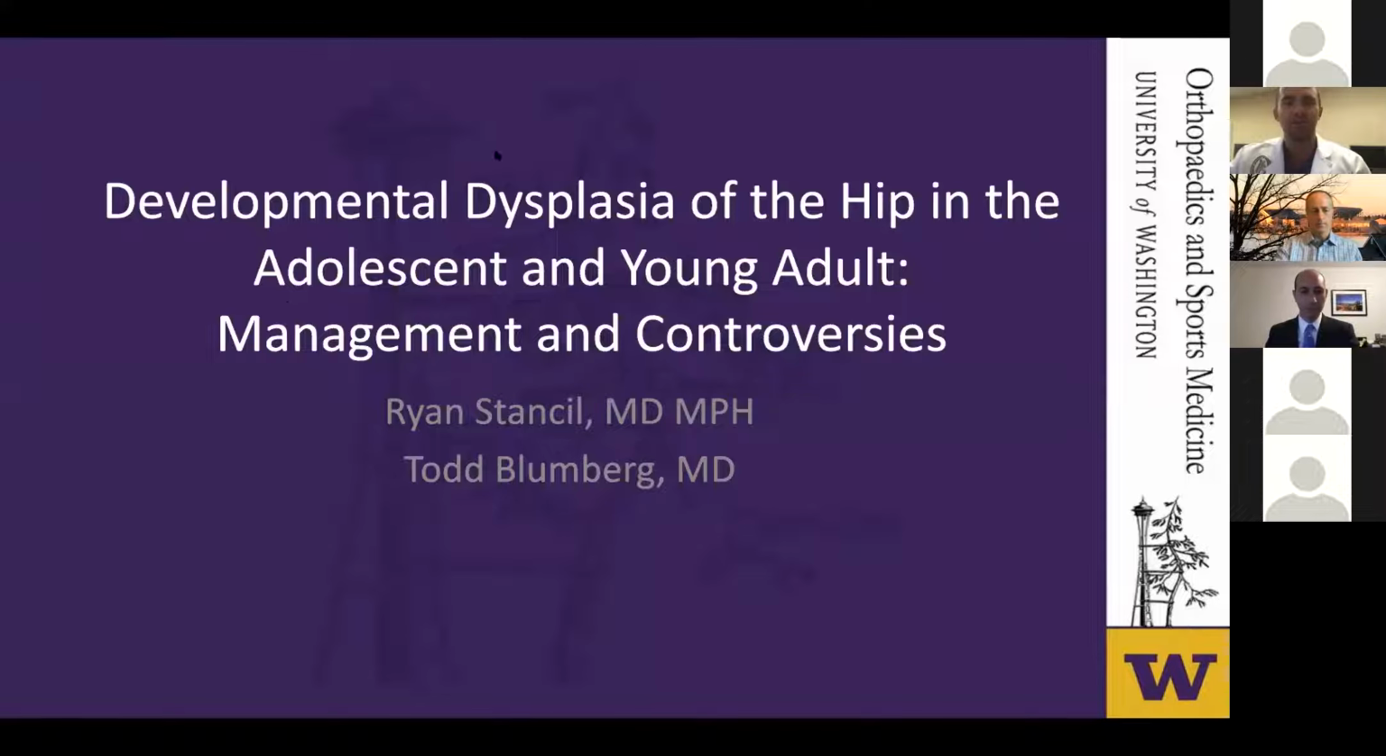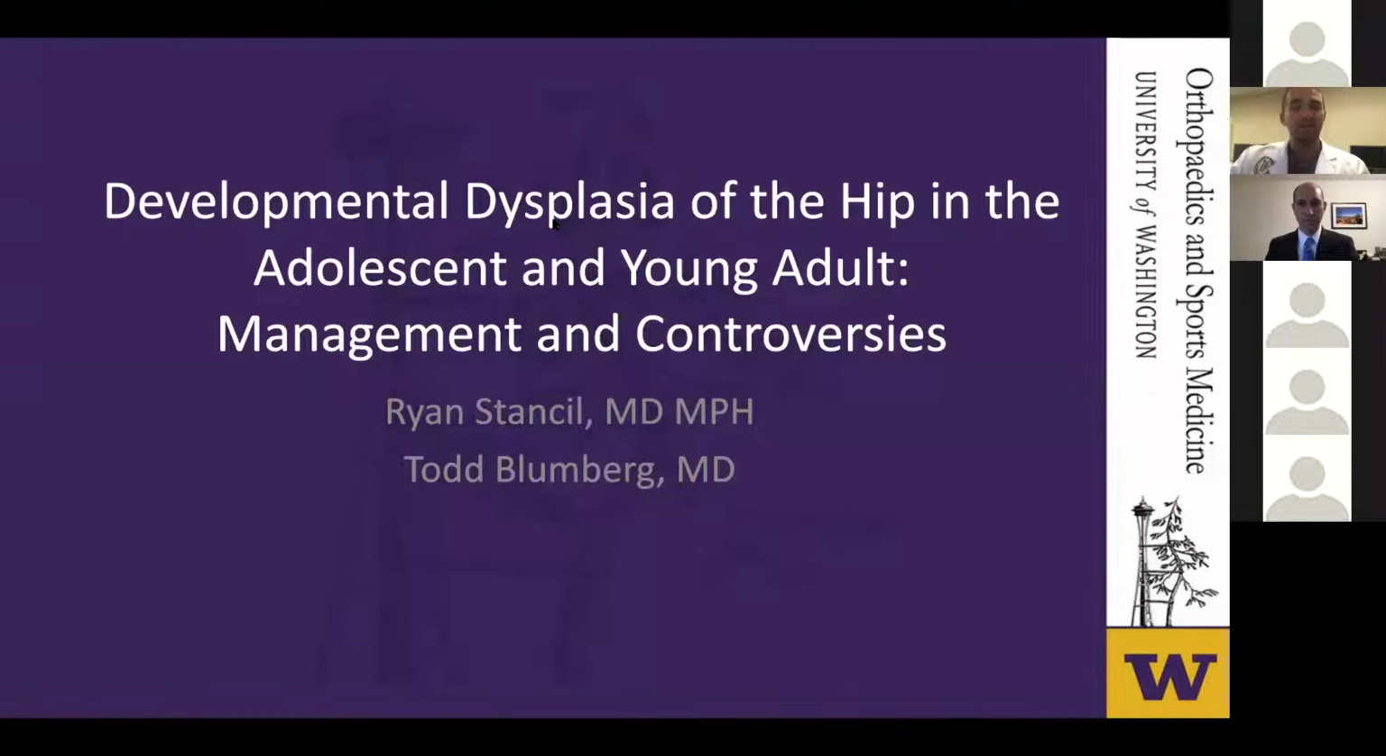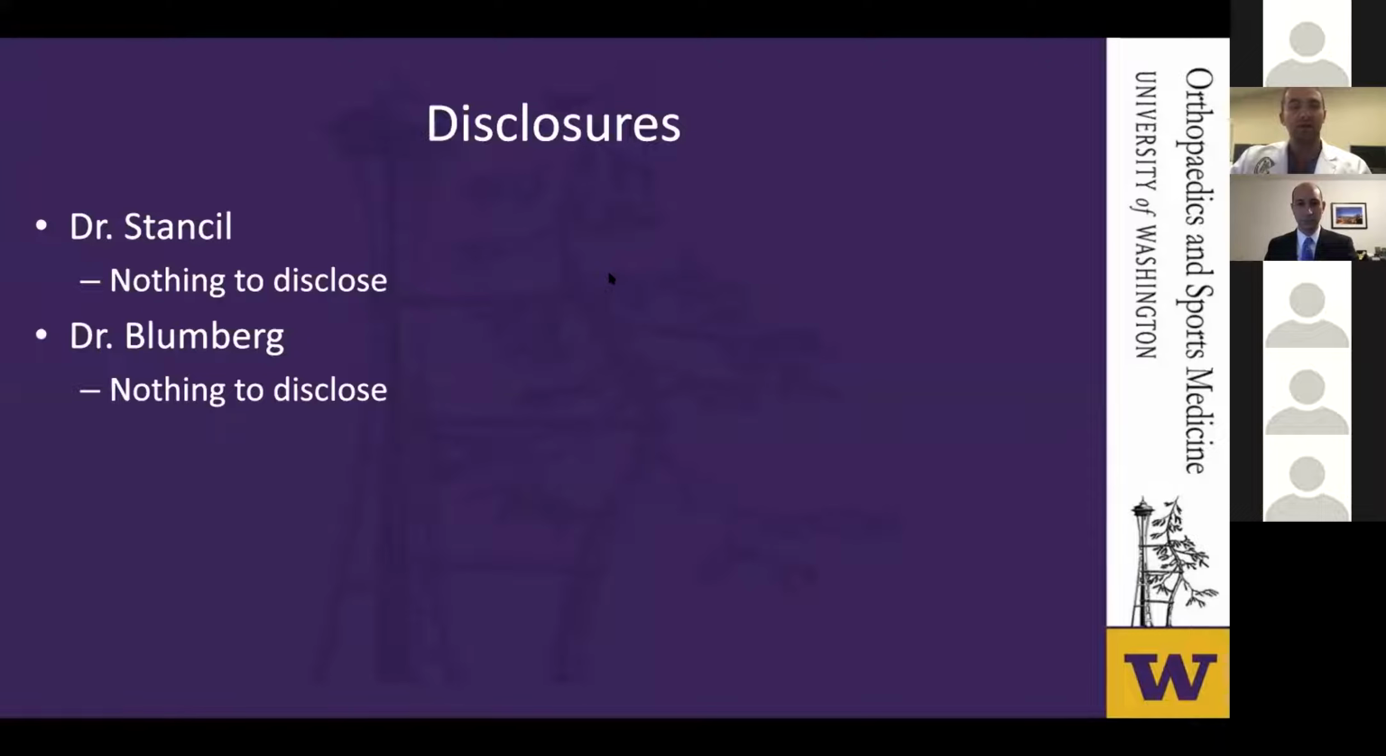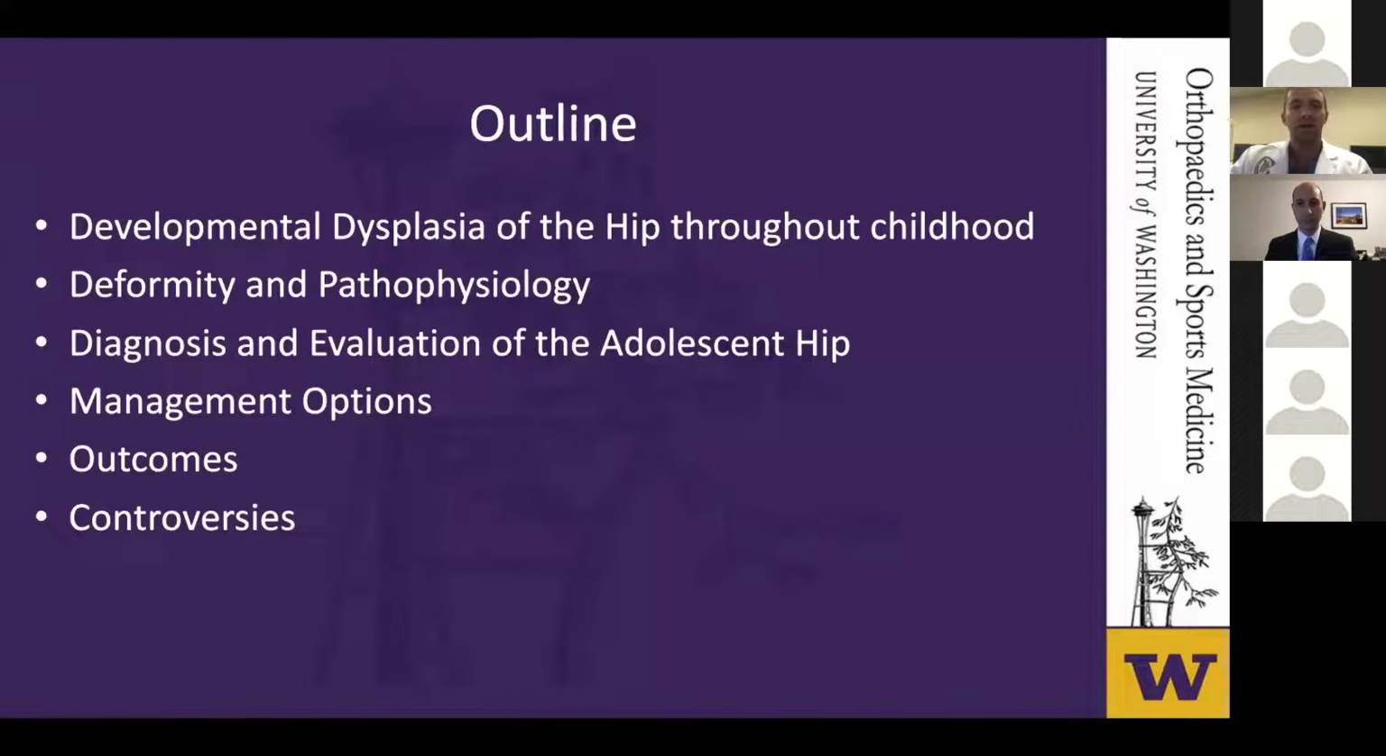We're talking about developmental dysplasia of the hip in adolescents and young adults, management and controversies. Dr. Blumberg and I do not have any relevant disclosures. A bit of an outline of where we're going today. First, I'll talk about developmental dysplasia as a spectrum of disease throughout development. We'll talk about the specific deformities involved and the pathomechanics involved. And then we'll talk about diagnosis and evaluation of the adolescent hip.